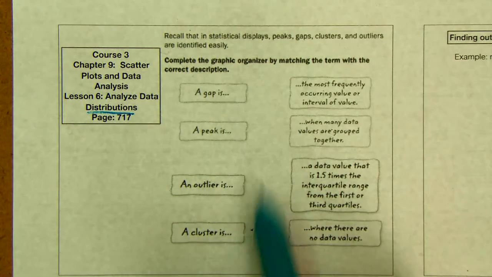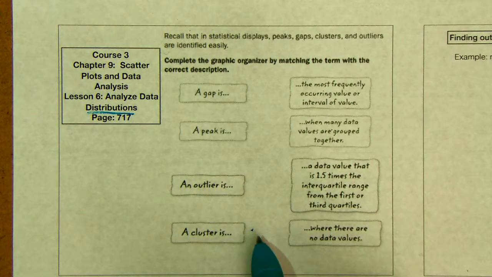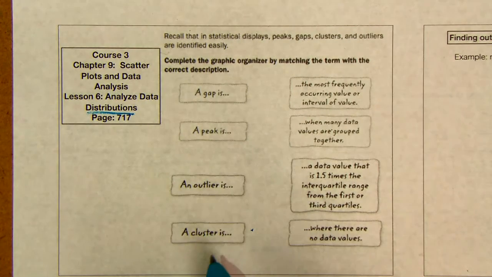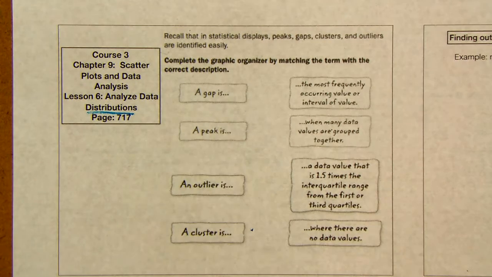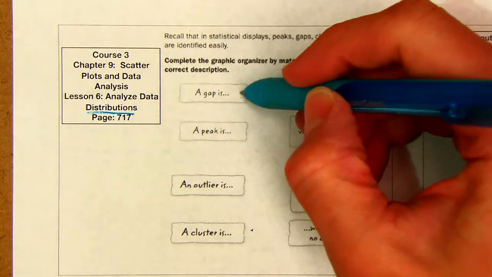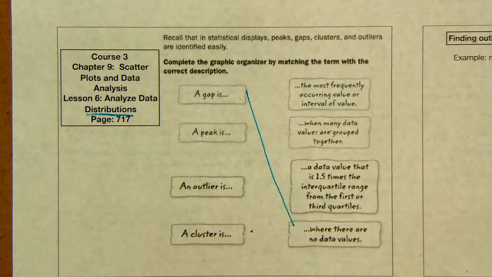And you almost don't even need to give a definition. A gap, it's a gap. Where there are no data values. It's a spot where there is nothing. A peak is where it's very high or they are the biggest one. So grouped together, no, most frequently occurring value, there we go. It is the most frequent.